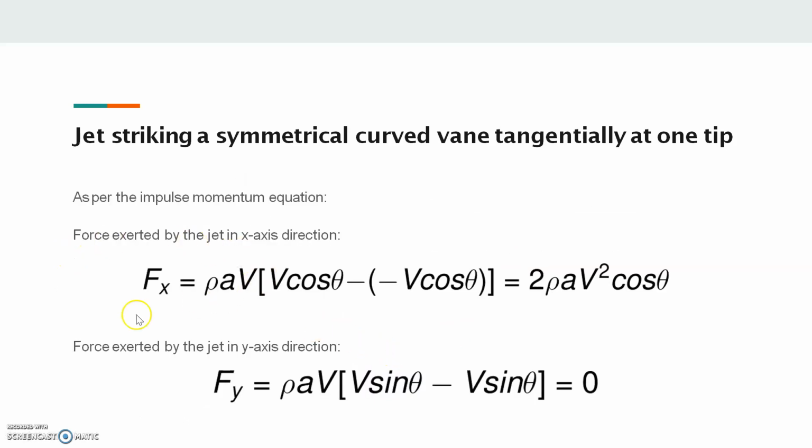So as per the impulse momentum equation, the force exerted by the jet in the x direction, similarly we are analyzing it, and the equation becomes 2 rho A V squared cos theta, and in the y direction it becomes rho A V into v sin theta minus v sin theta, which becomes 0.